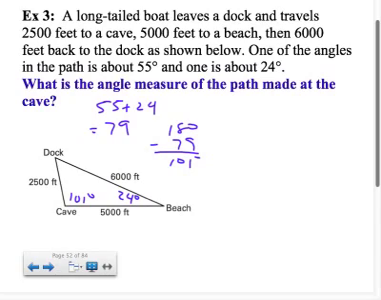And so really to answer the question, what is the angle measure of the path made at the cave? It's very simply 101. What you had to identify was, you could tell right away that it's either got to be the 101 or the 79, but again, it all goes back to the fact that 6,000 is bigger than 5,000, so the angle has to be bigger.